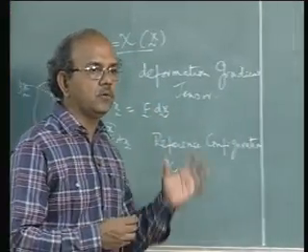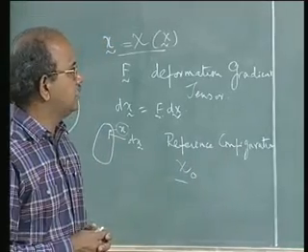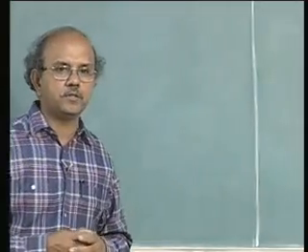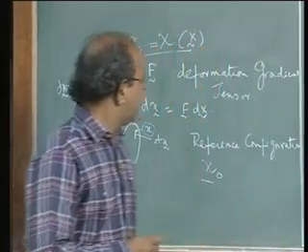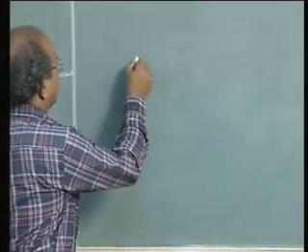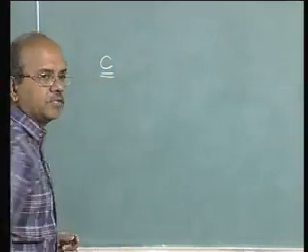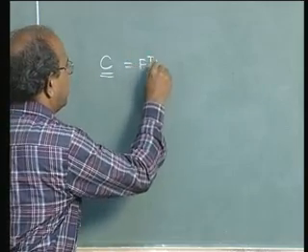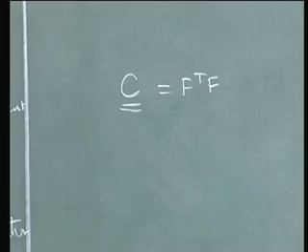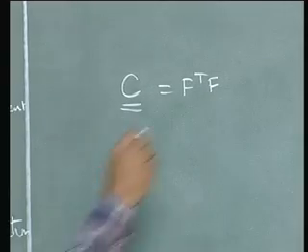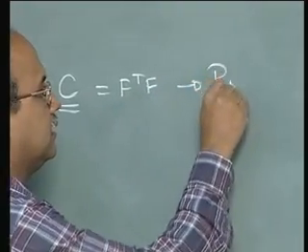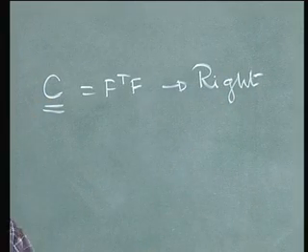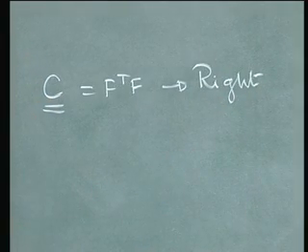Let us now study more about deformation and the ensuing quantities. One of the most important quantities that we will come across is what is called C, defined to be F transpose F, and is called the right Cauchy-Green deformation tensor. Note this carefully.